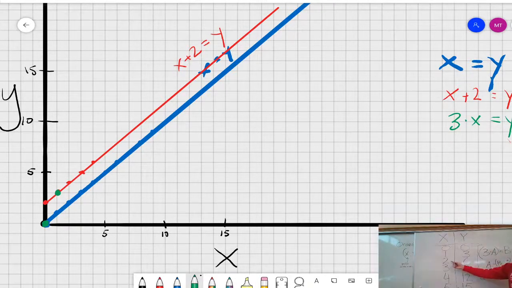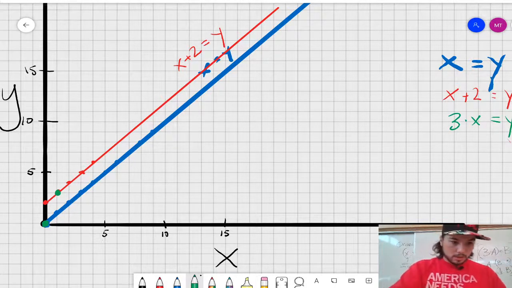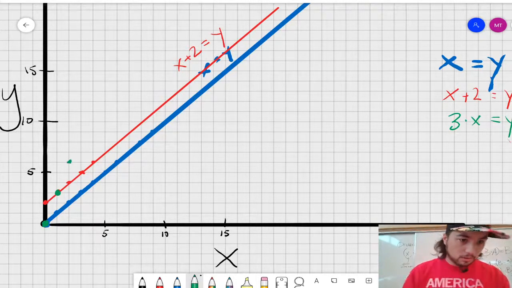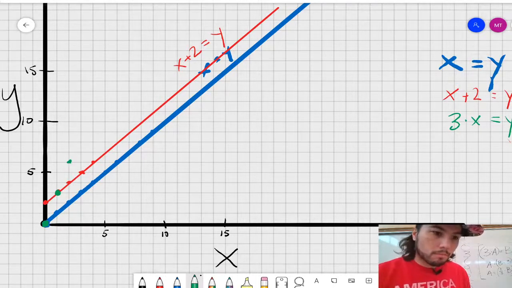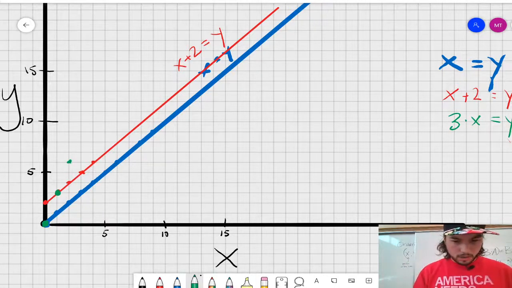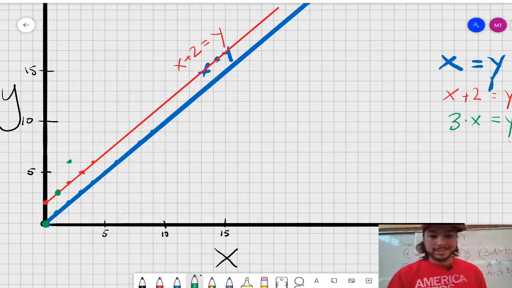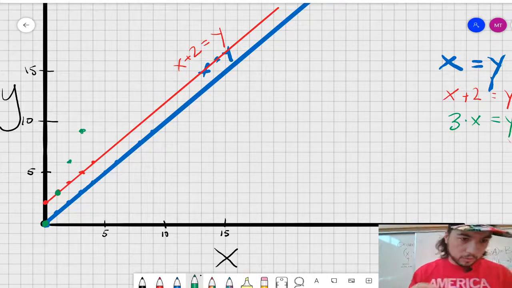X equals 2, y equals 6. Let's see how this goes. X equals 2, y equals 6. Oh, hello. We've got a completely different thing going on here. Let's plot one more. X is 3, y is 9. So 3 over, and then 9 up. This is why I put in the little 5, 10, 15 markers.